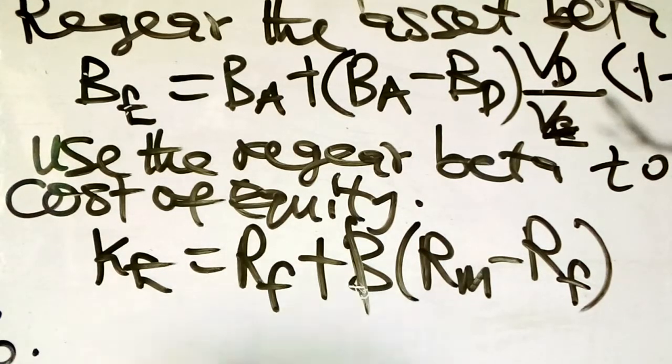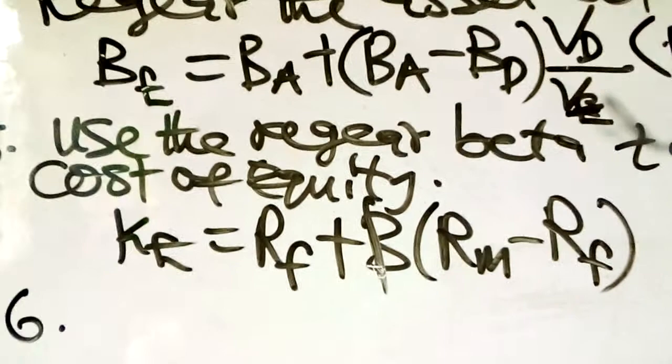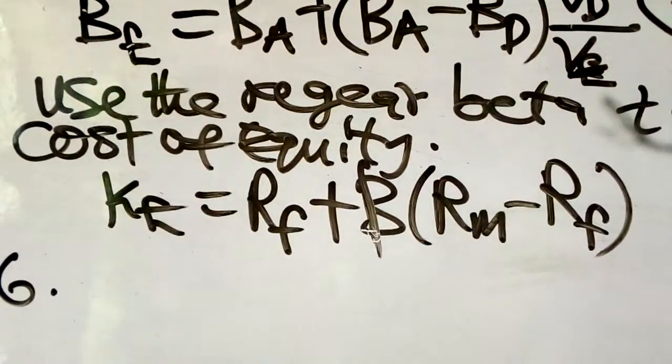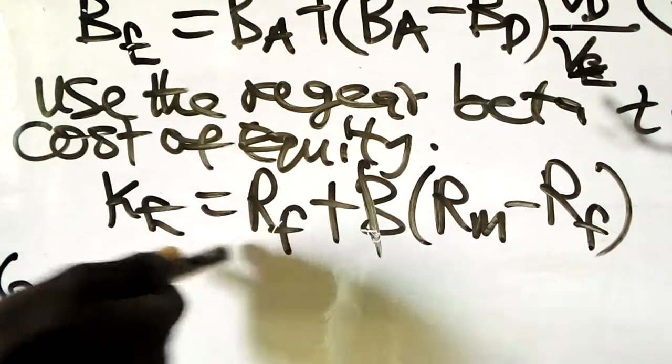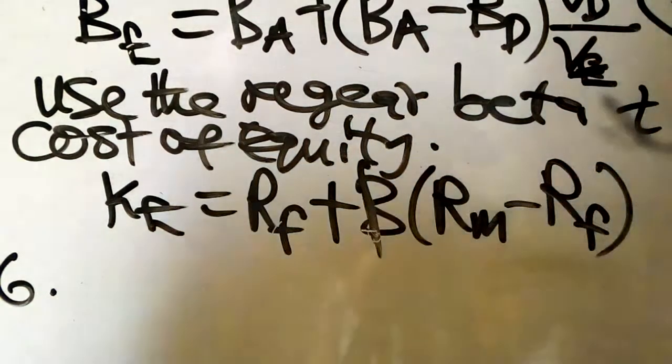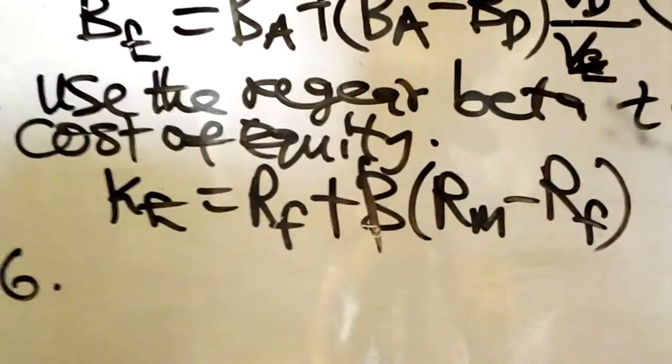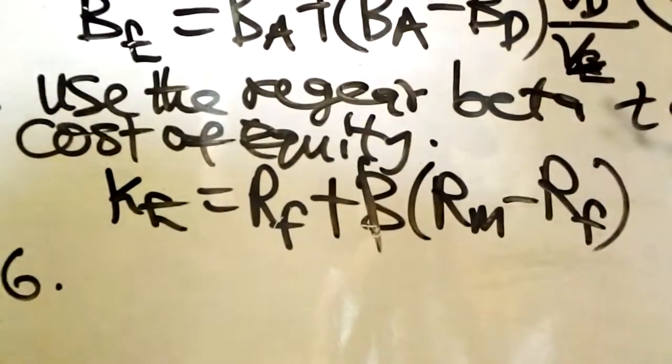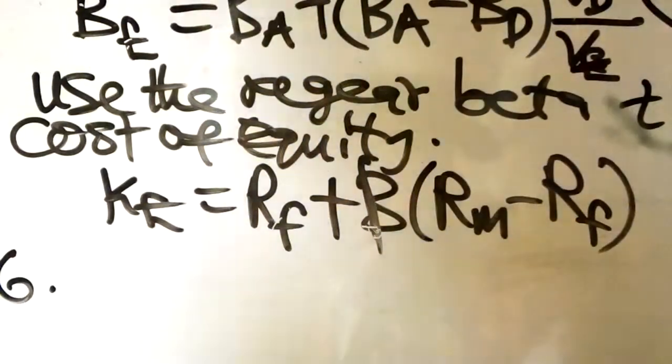Step 6. Then remember, you have only calculated the risk adjusted cost of equity from this formula. So you will need to combine it with the cost of debt to obtain the risk adjusted WACC, the weighted average cost of capital.